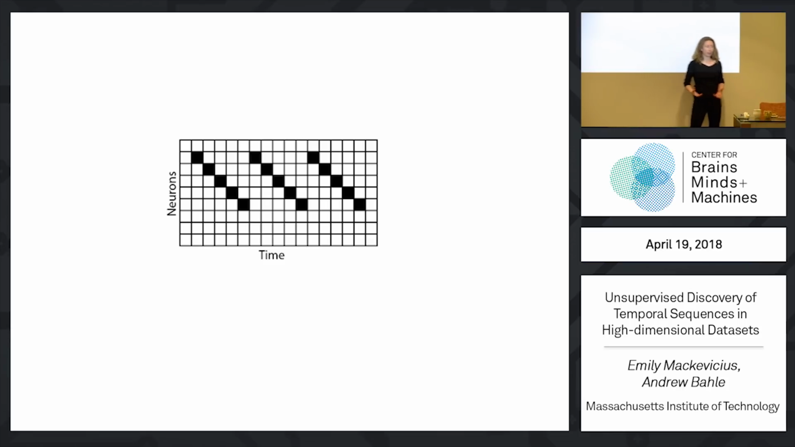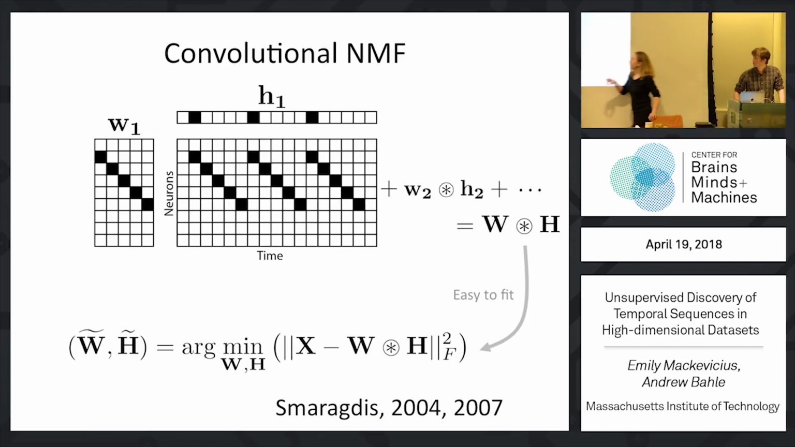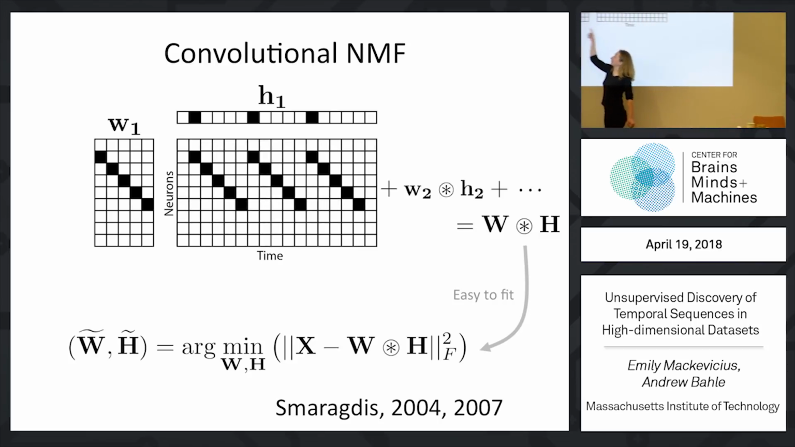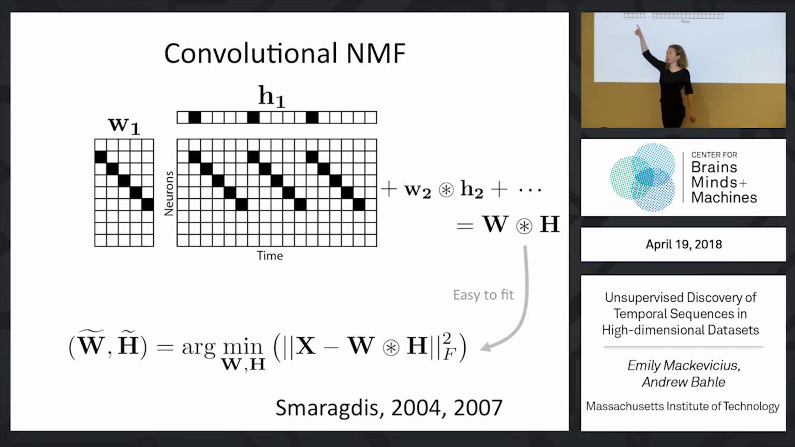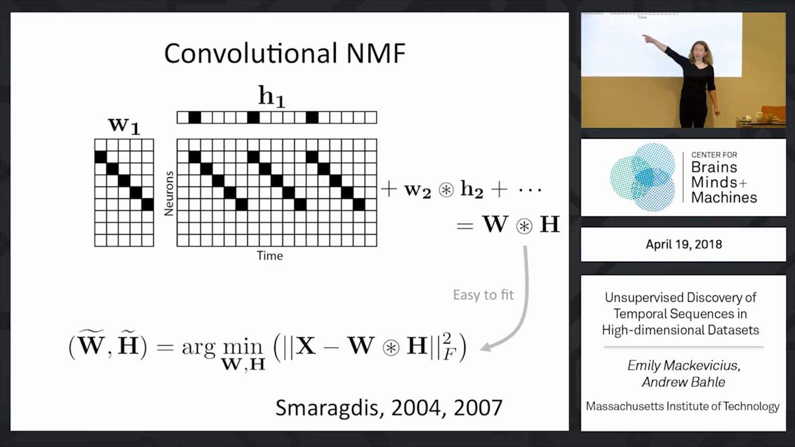So what we really want instead is to pull out a pattern that's allowed to last some short amount of time. We're going to call this time length L. And then if we have this, we can do a similar thing with NMF. We can just convolve that pattern with a time trace, which effectively places this pattern at every point where it happens, and we can reconstruct the data that way.